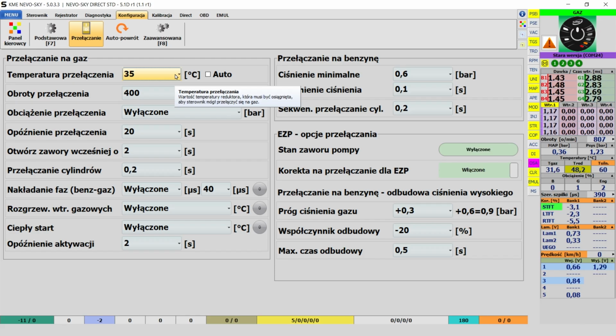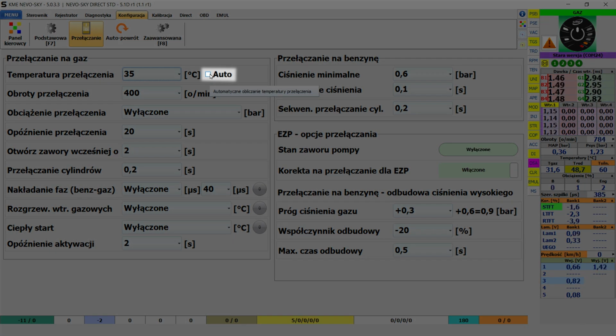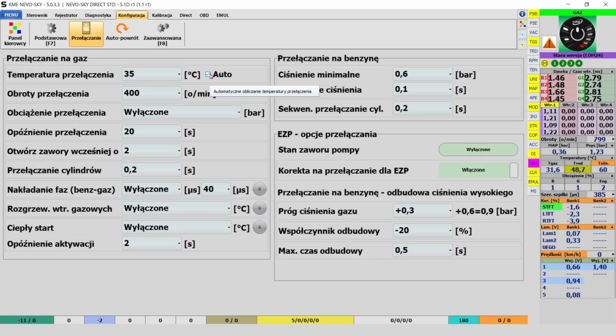Waiting for the right temperature is signaled on the driver's panel by flashing gas level LEDs. The higher the temperature, the more LEDs will flash.